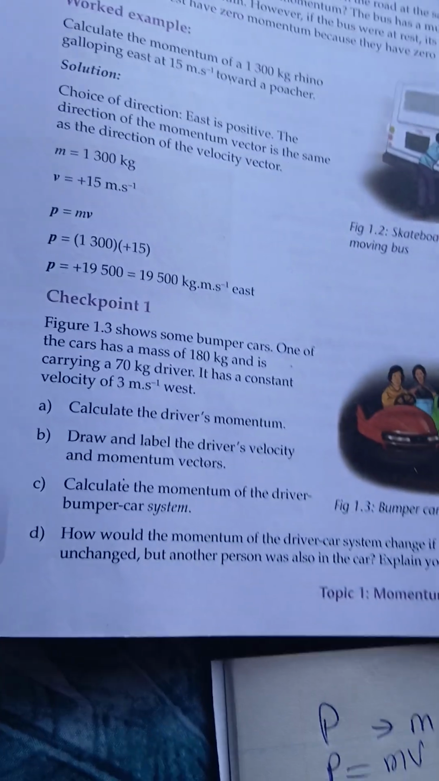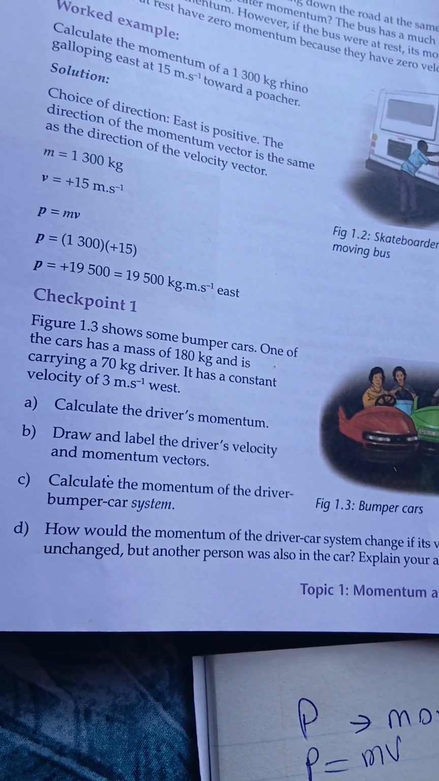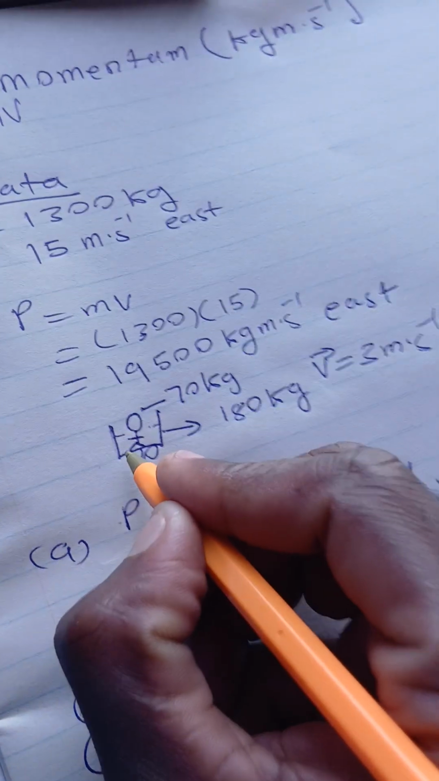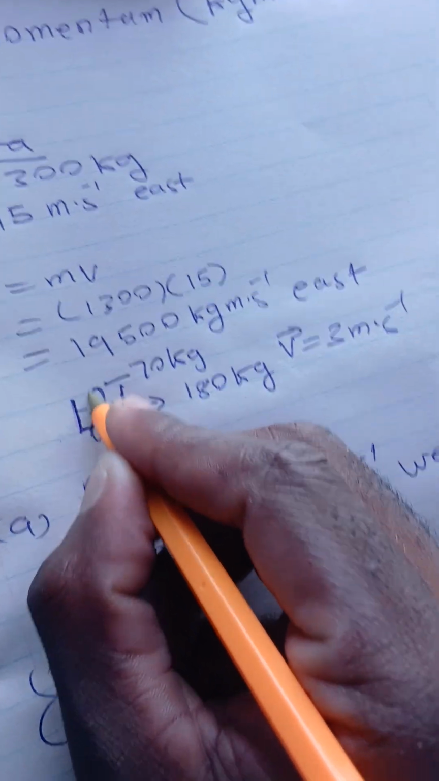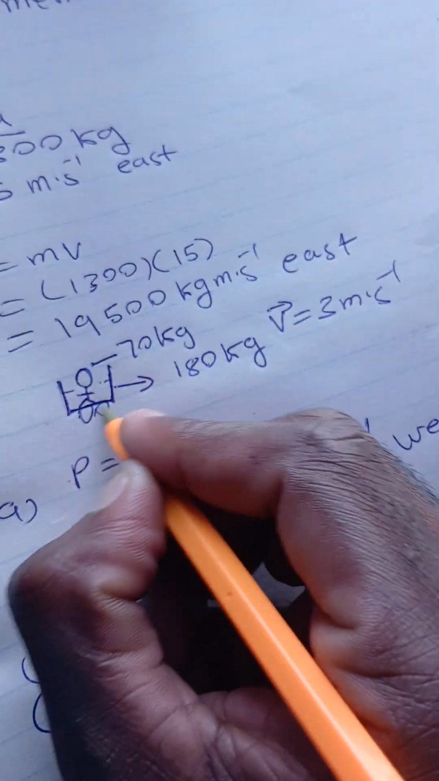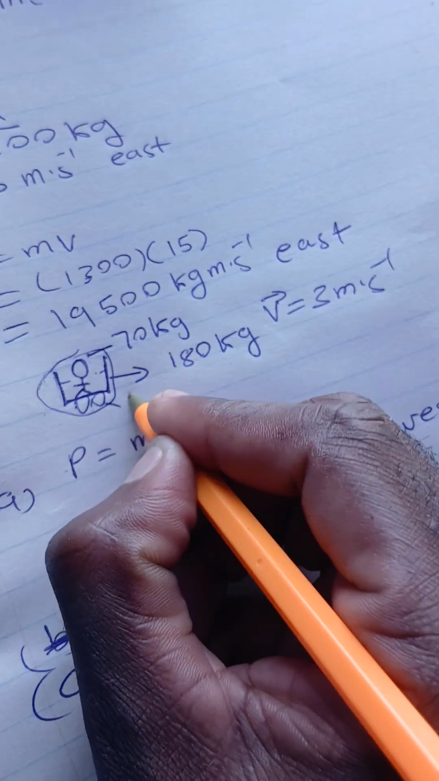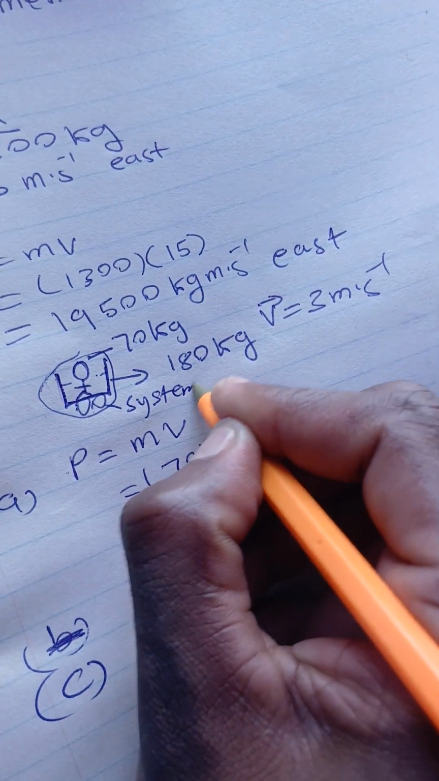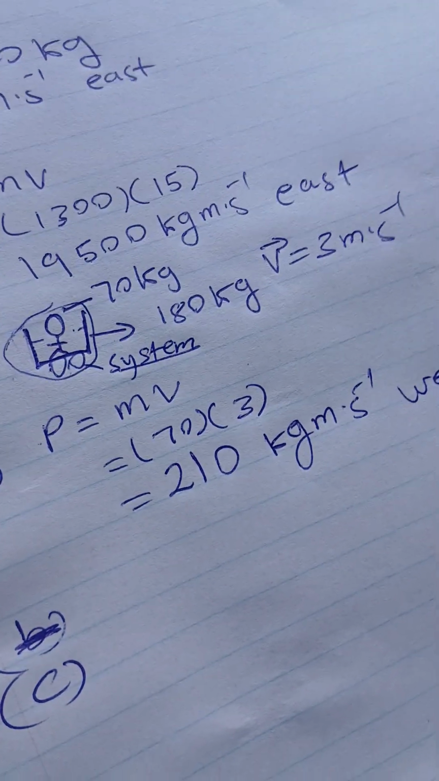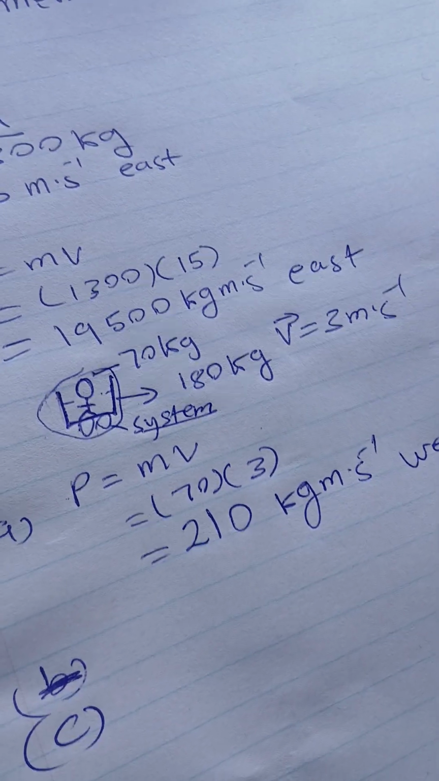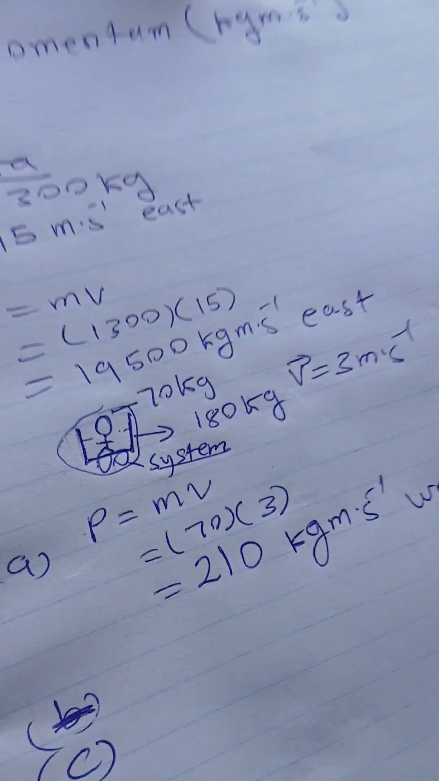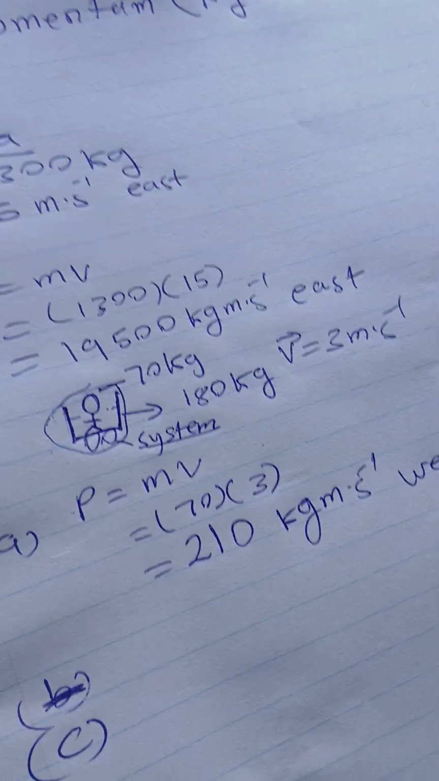Okay, number C, they say you must calculate the momentum of the driver bumper car system. When we talk of a system, we are referring to both the car and the driver. They form a system together. So when they say the bumper car and the driver system, they want us to combine both and use them as one.